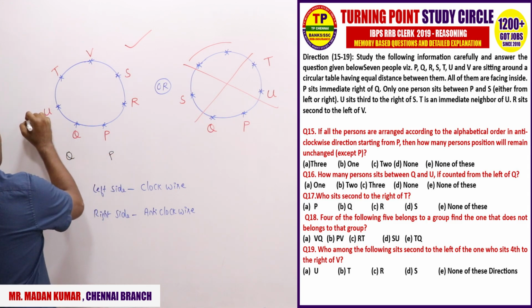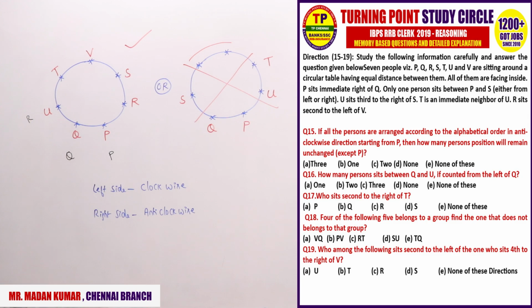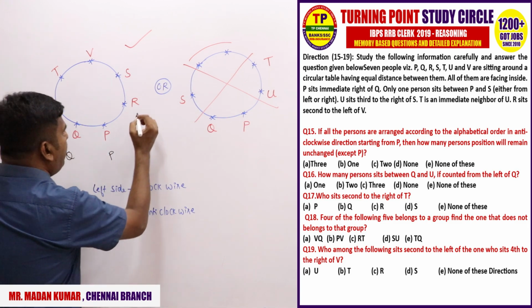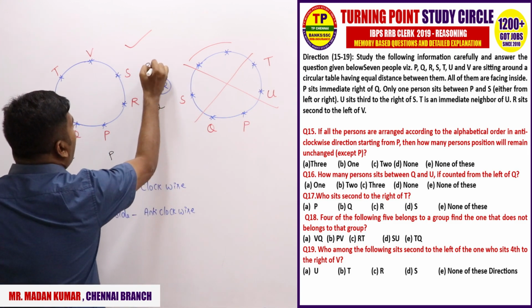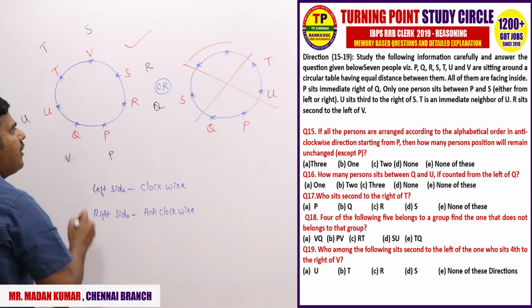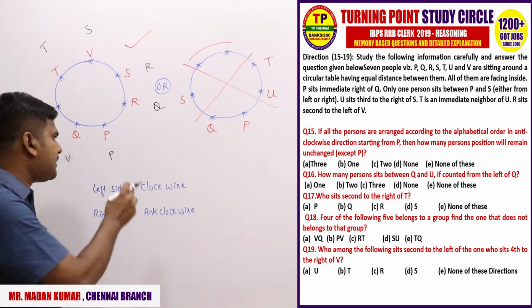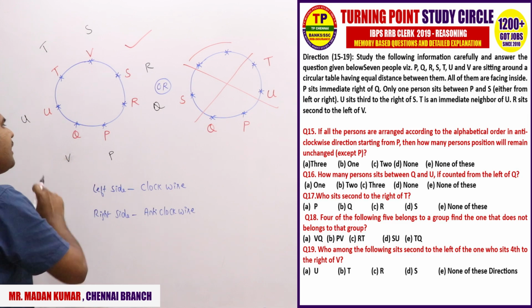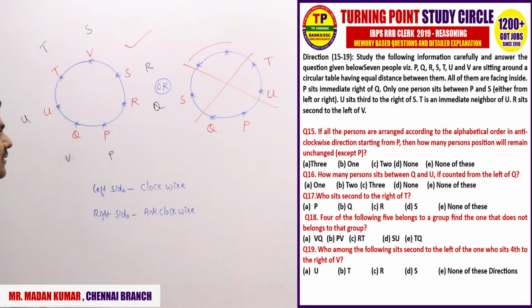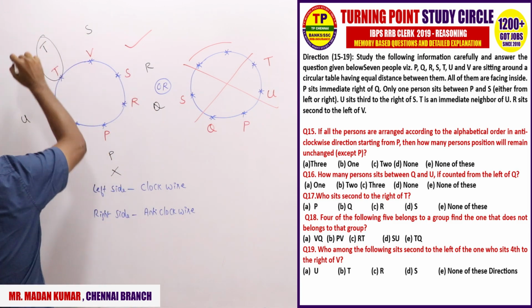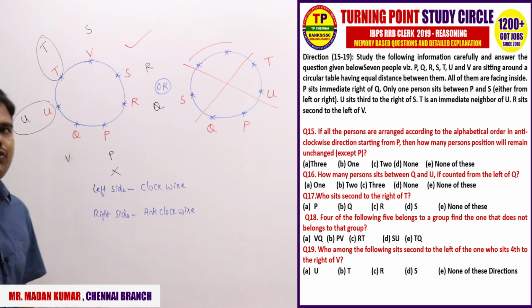Anti-clockwise direction, you start with P, Q, R. This is which direction? Clockwise direction. We should not go ahead with clockwise direction, we need to go ahead with anti-clockwise direction. So P, Q, R, S, T, U, and V. So how many letters' positions will be the same? Except P, which is ruled out, T is there and U is also there. Same positions, two are there. So what is the answer? We need to go ahead with option 3.